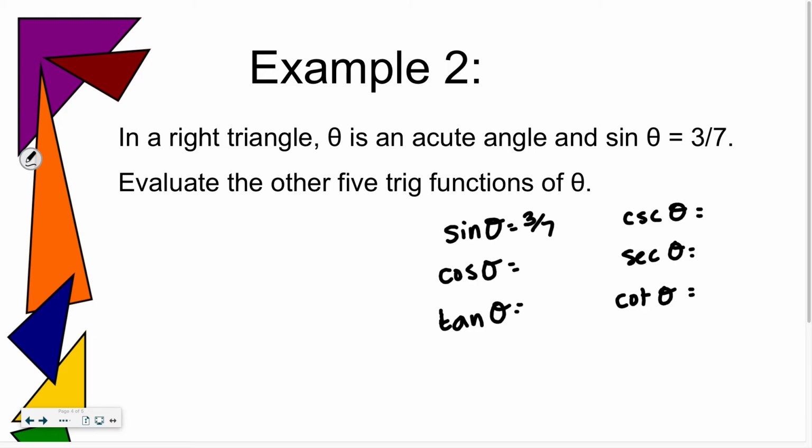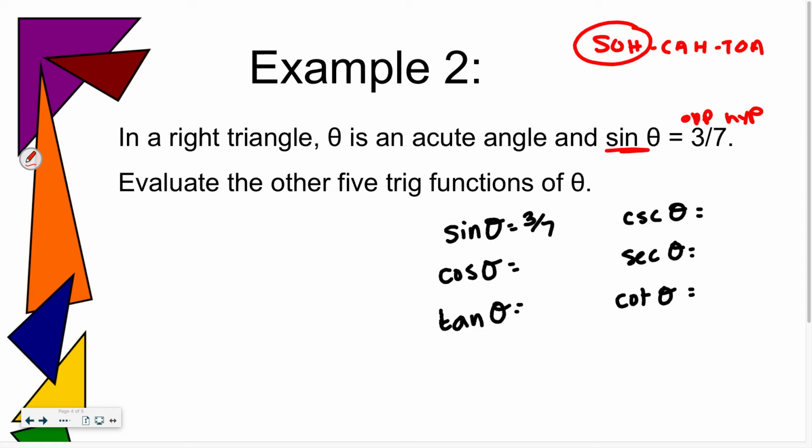Two things when I was walking around the room, I like both of them. Okay. So right away I heard some groups talking about, okay, if you have sine, think about SOHCAHTOA. You have opposite over hypotenuse. So the opposite side has a length of 3 and the hypotenuse has a length of 7.